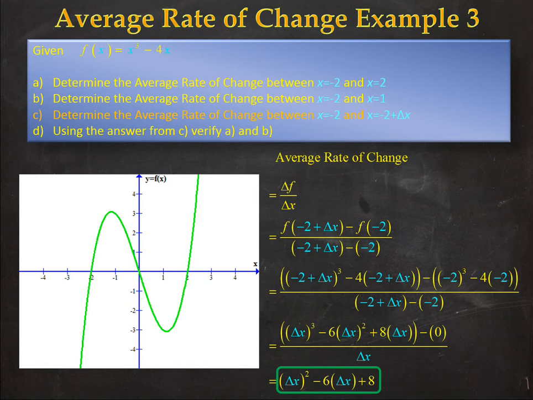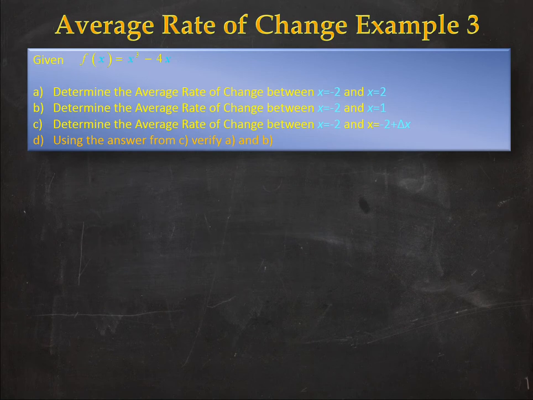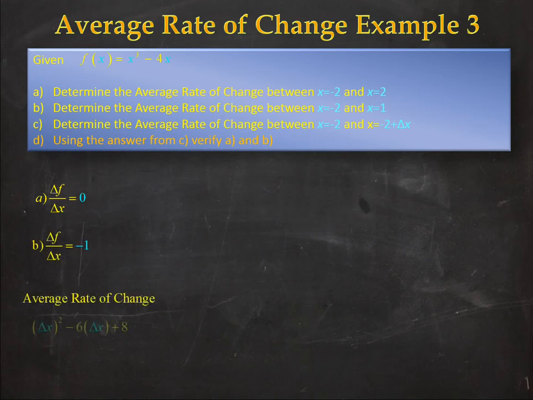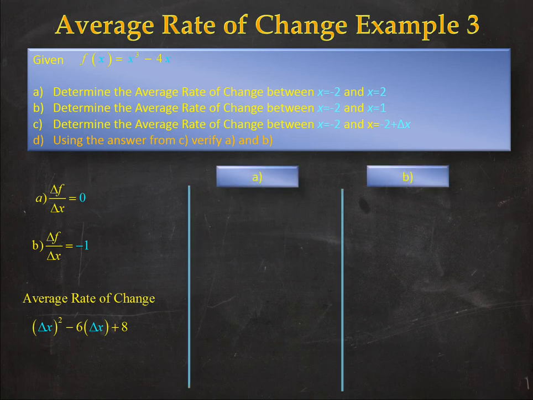Now, it looks strange, but it's very, very useful for us, because our next question says we want to use this to verify the answers that we got from A and B. Now remember, delta x is just a distance from minus 2. So let's jump into D. Let me just put the answers that we obtained from A and B and then C. There we go. Now we know what the answers are, so hopefully our delta x squared minus 6 times delta x plus 8 should be able to give us the same answers as we got from A and B. So let's just make some room.